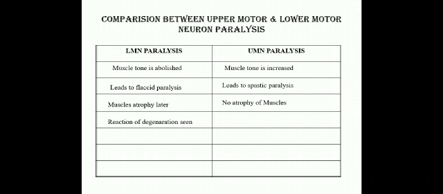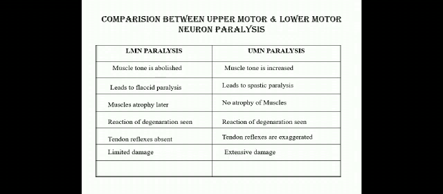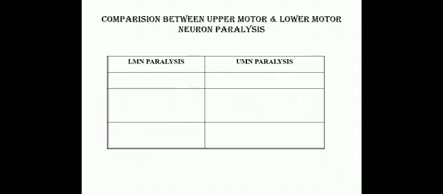Reaction of degeneration is seen in LMN paralysis and is absent in the upper motor neuron paralysis. Tendon reflexes are absent in LMN paralysis. It is exaggerated in UMN paralysis. Limited damage in LMN paralysis. The damage is extensive in upper motor neuron paralysis. LMN paralysis is ipsilateral. Most of the time the UMN is contralateral.